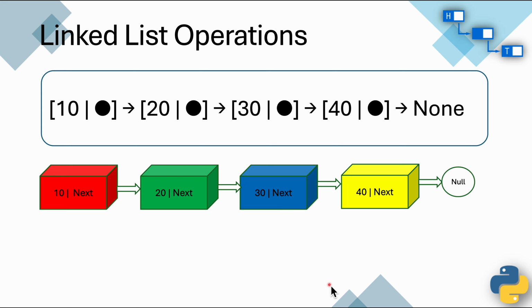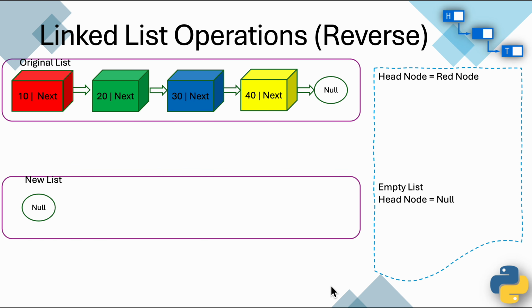So how do we construct it? Let us see in a structured manner. Here I am taking the original list and the new list. In the original list, the red node is the head node, red's next is pointing to green, green's next is pointing to blue, blue's next is pointing to yellow, and yellow's next is pointing to null. I need to pull out the red node and put it into the new list. In the new list, at the starting time, it is an empty list, it doesn't have any nodes, and the head node is pointing to null.